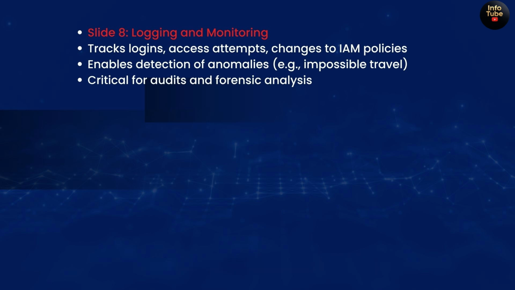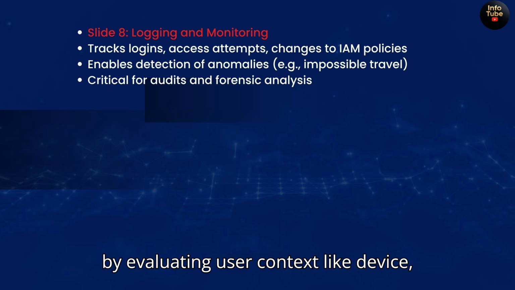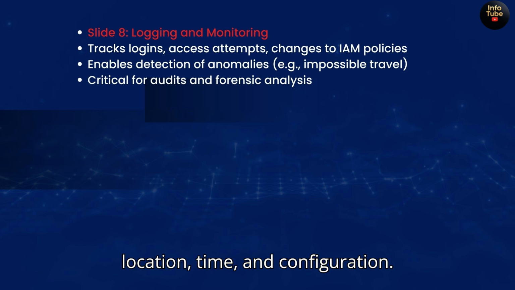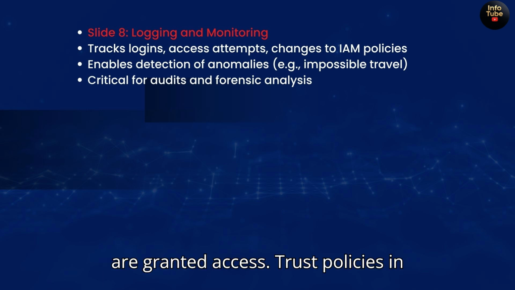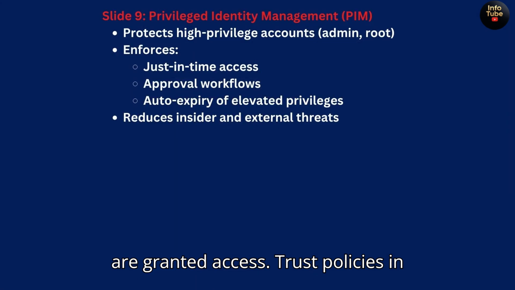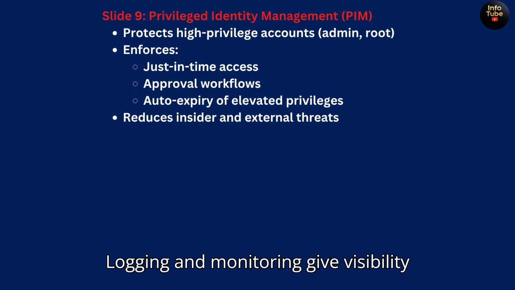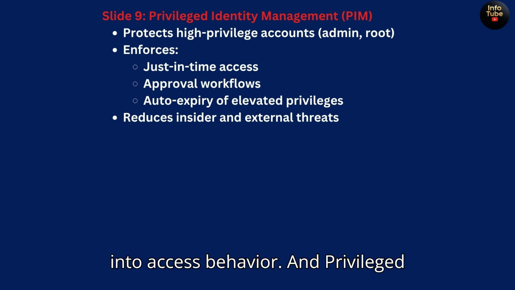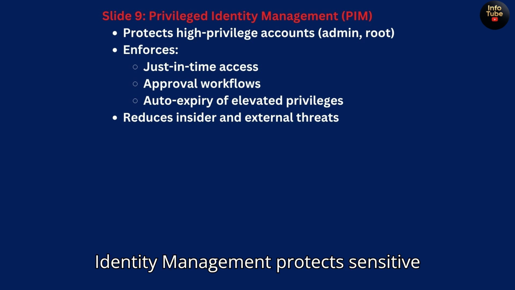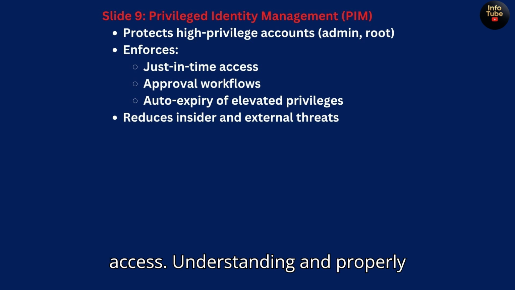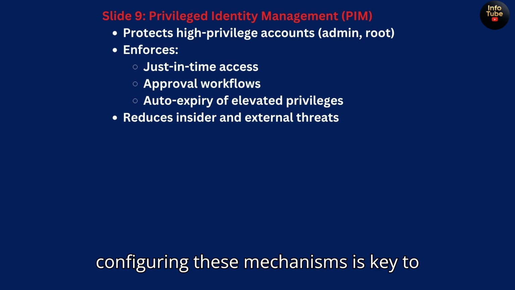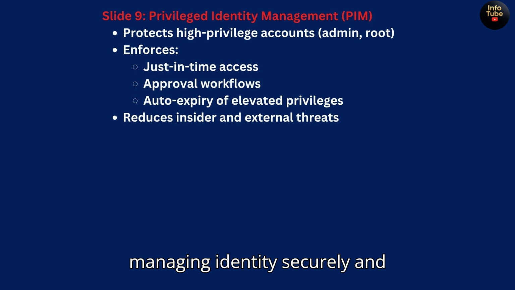To summarize, conditional access strengthens security by evaluating user context like device, location, time, and configuration. Attestation ensures only secure devices are granted access. Trust policies in cloud IAM environments govern how identities interact with services. Logging and monitoring give visibility into access behavior. And privileged identity management protects sensitive roles by enforcing limited, controlled access. Understanding and properly configuring these mechanisms is key to managing identity securely and effectively in any enterprise environment.